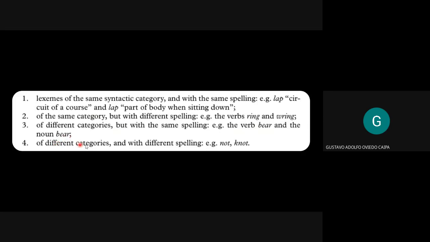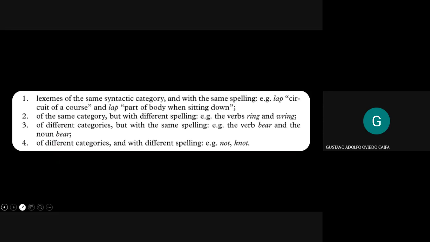Or different categories and different spellings. For example, not as the negation and knot as in when you take a rope and you create a tangle in order to join something, that's a knot. Or for example, when gentlemen wear a tie around their necks and they have to create a knot. That's basically what it is.